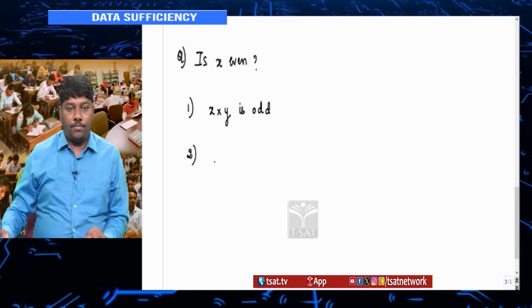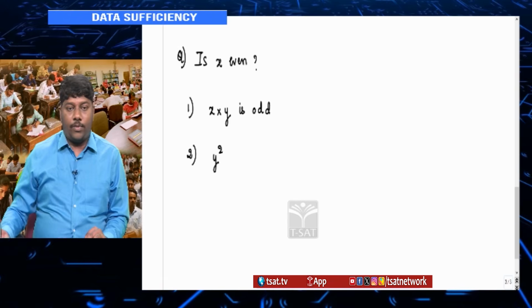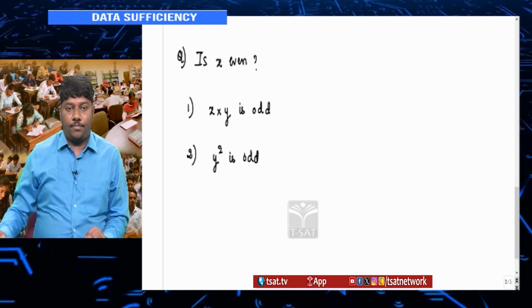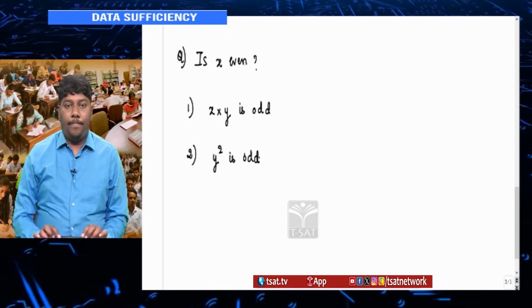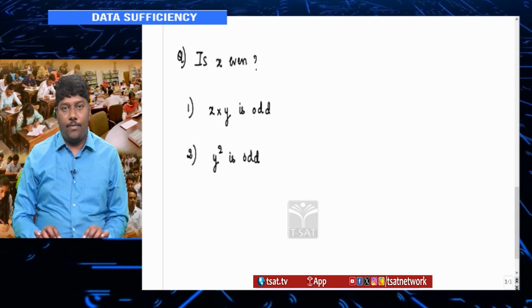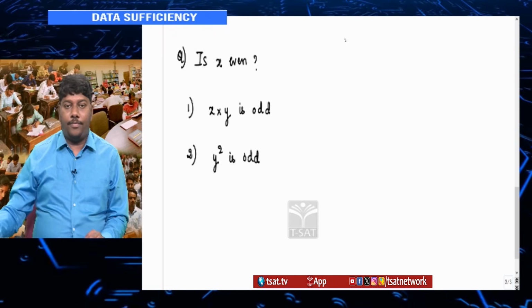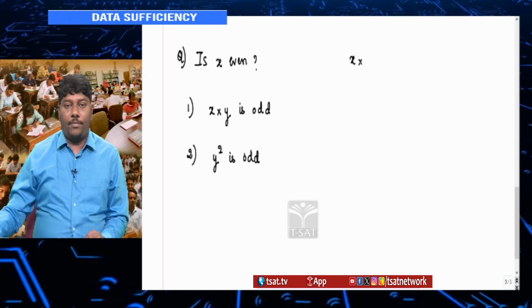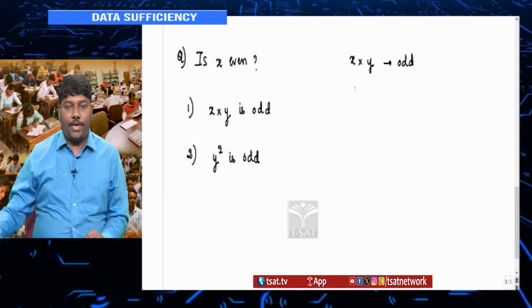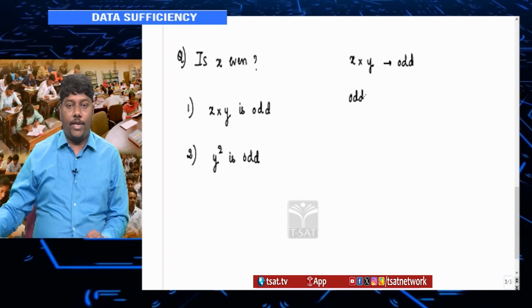Statement 2, y square is odd. Look at here. First statement says x into y is odd. When I say x into y is odd, product of two numbers is odd when both of them are odd. So, x is also odd, y is also odd.